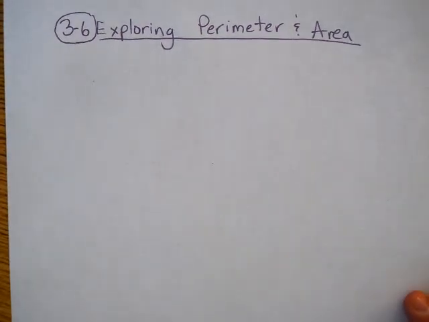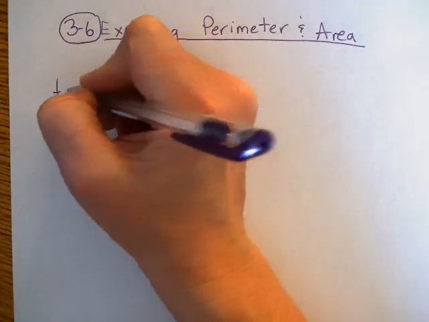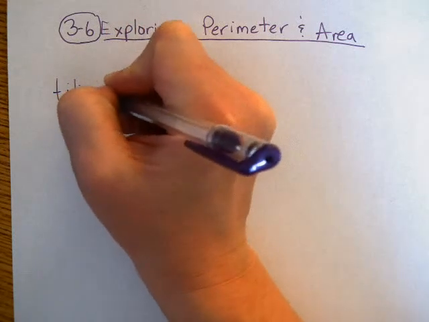This is lesson 3-6, Exploring Perimeter and Area, the parent help video for grade 3 Everyday Math. There's only one new vocabulary word here, and it's tiling.